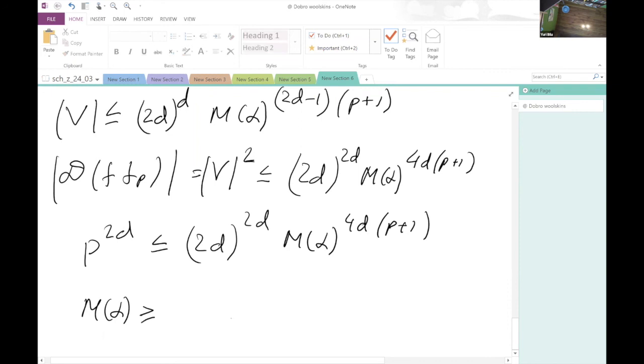We have p divided by 2d, and this divided by p plus 1. No, it should not, because it's 4d. Okay. So it will be something like 2p plus 1. Yeah. Yes.